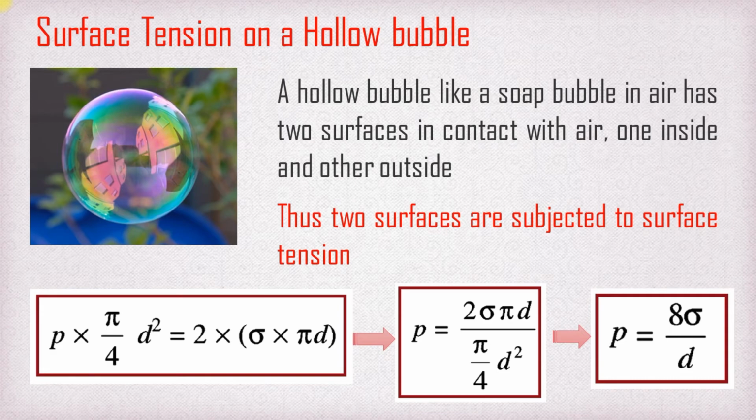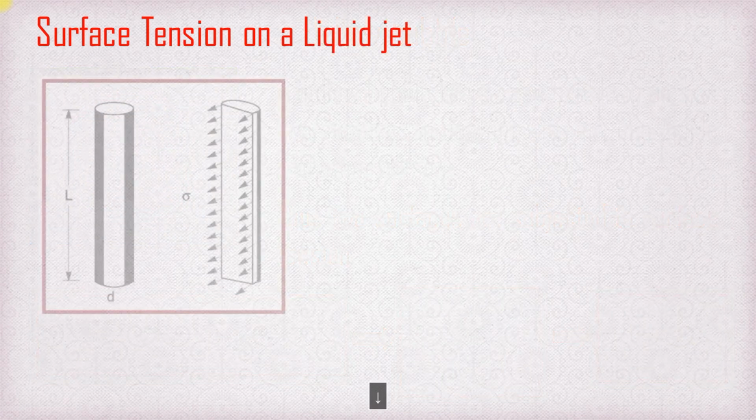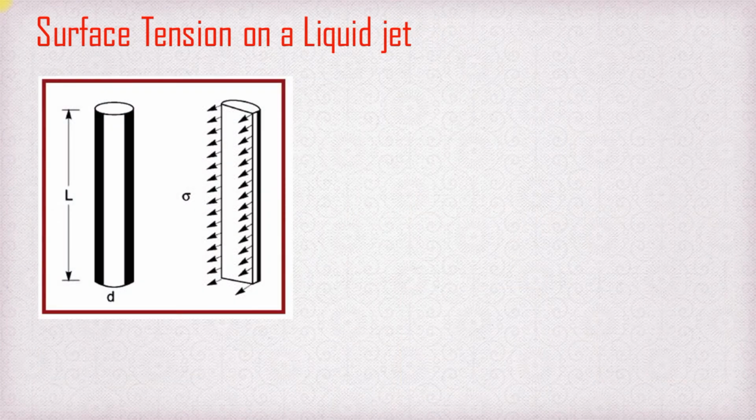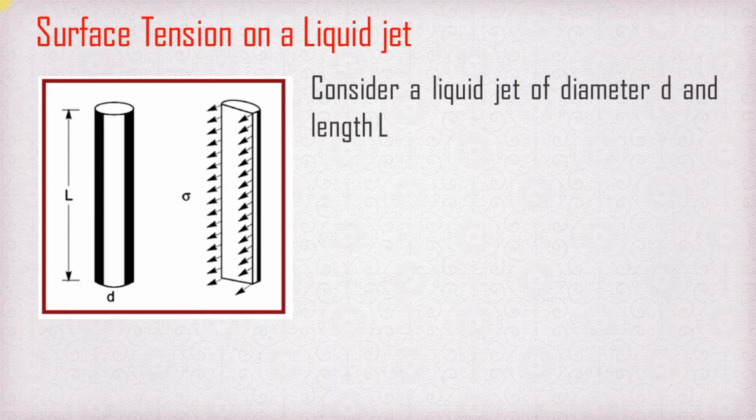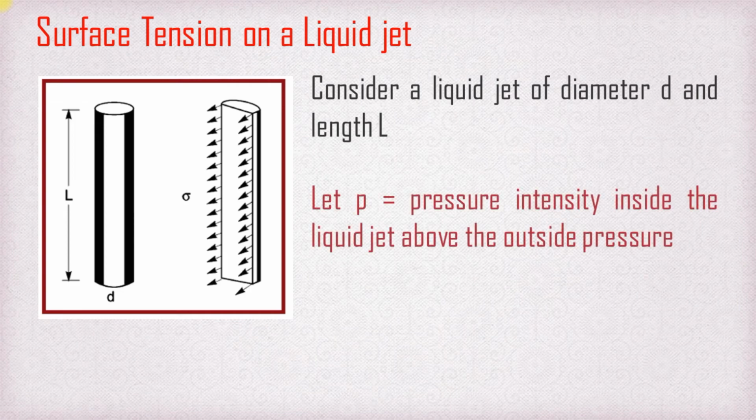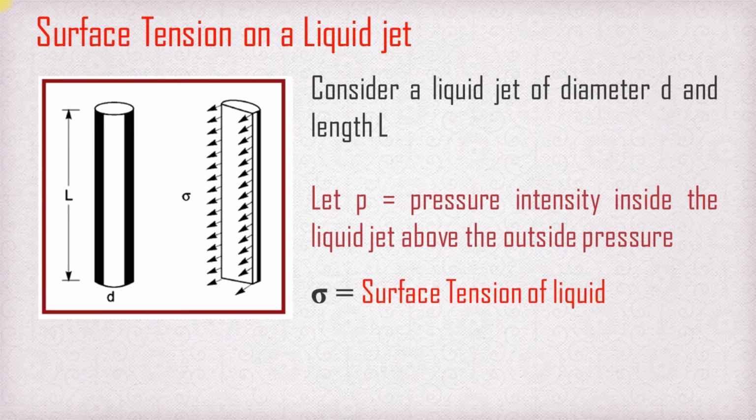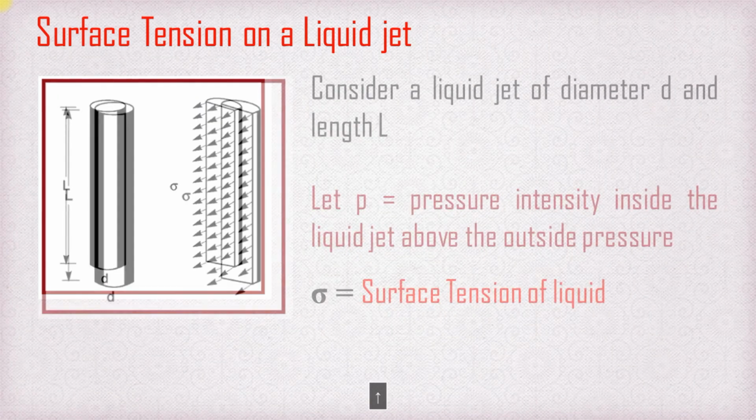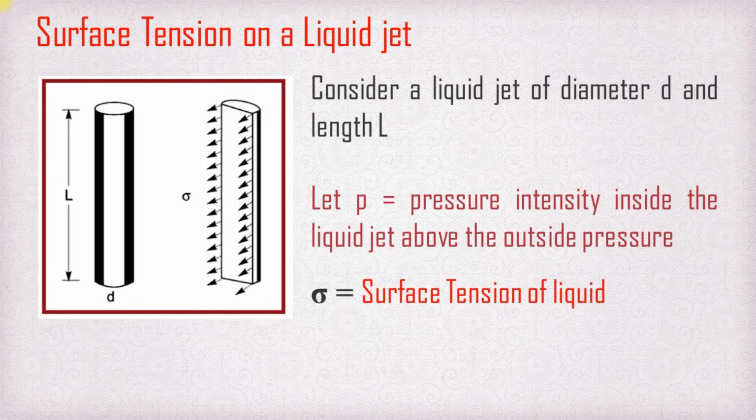Now we will derive the equation of surface tension for a liquid jet. Consider a liquid jet of diameter d and length L as shown in the figure. Here P is the pressure intensity inside the liquid jet above the outside pressure, and sigma is the surface tension of the liquid. Consider the equilibrium of the semi-jet. There are two forces: the pressure force and the surface tension force.